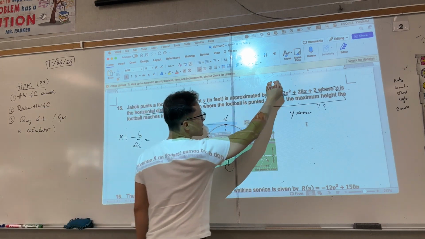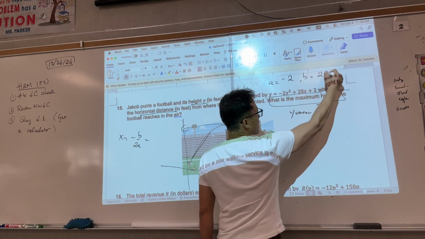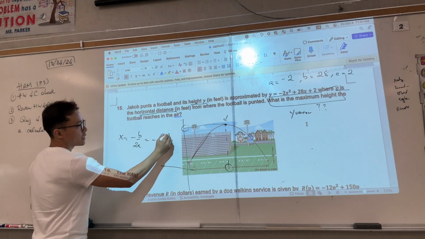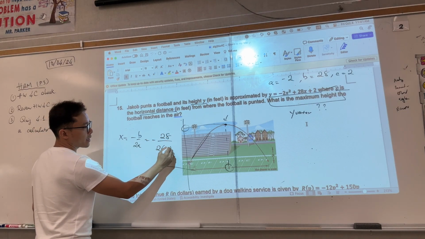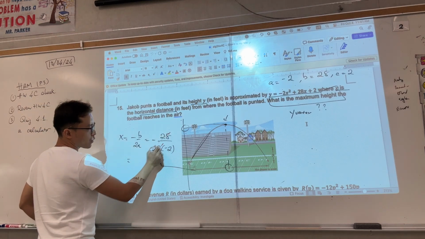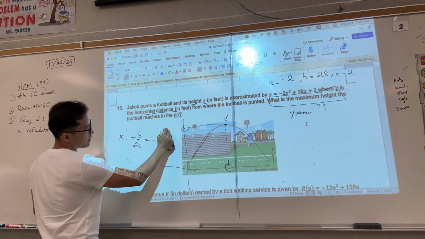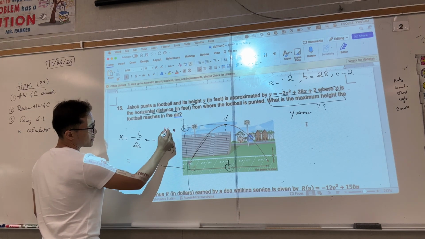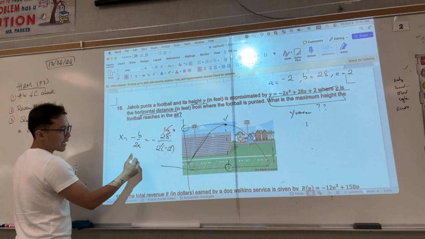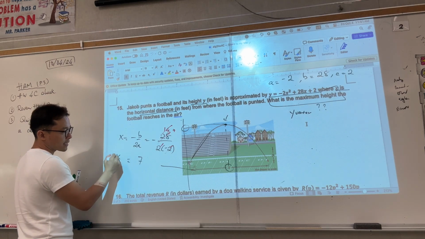What is a here? A is negative 2, b is 28, and c is 2. Okay, so plug it in, you're going to have negative 28 over 2 times negative 2. I'm going to just simplify right away. I'm not going to multiply it. 28 divided by 2 is 19, is it? No, 14. 14 divided by 2 is 7. Okay, so I have 7. How many negative signs do I have? 2. So it becomes positive. So x vertex is 7.